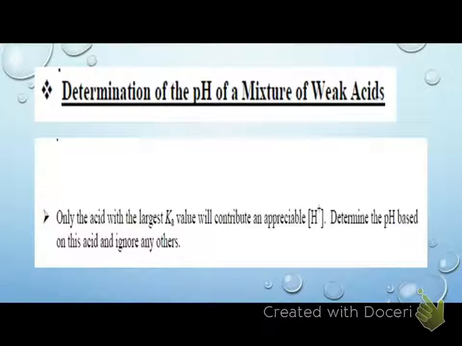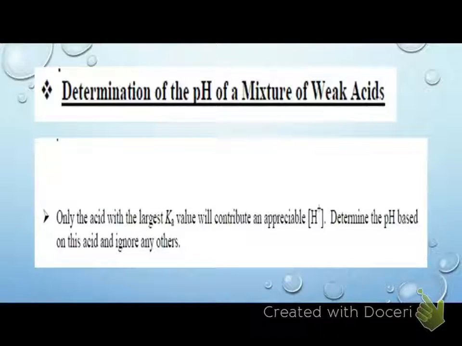So when you're doing a mixture of weak acids, you're only going to look at the one with the largest Ka value because it's the only one that would contribute any appreciable or measurable amount of hydrogen. So you're going to determine the pH based on this and ignore any of the others.